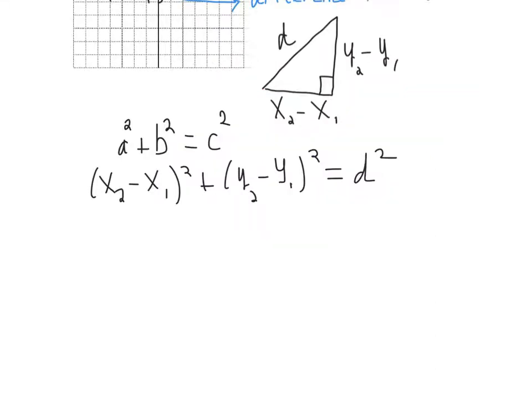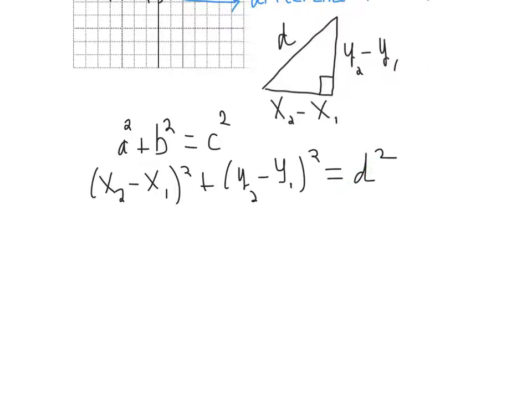So we are going to apply Pythagorean theorem again. A squared plus b squared equals c squared. The a and the b are the legs of the triangle, which we have expressions for. So we have the x side squared plus the y side squared equals the hypotenuse, in this case d squared.